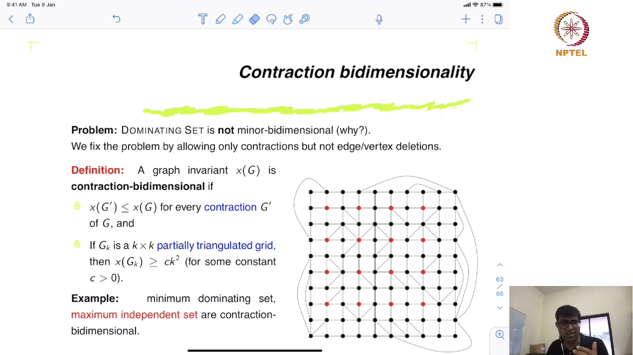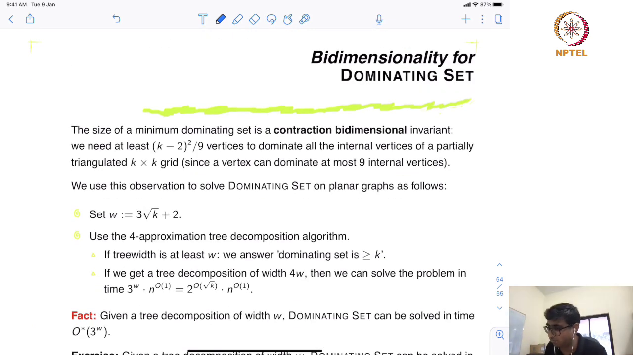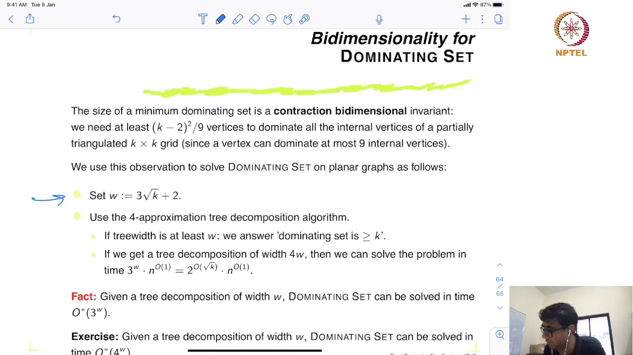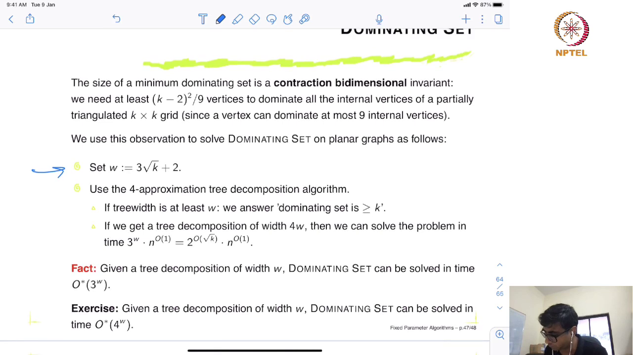Then the story can be repeated similar to what we did for minor bidimensional. So now you set up again an appropriate w, you compute a 4-approximate solution. If the tree width is large, you know this is more than k, otherwise you have a small tree width and you can get an algorithm. Dominating set can actually be solved in 3 to the power w. So you can show that dominating set is sub-exponential. Even for a contraction bidimensional problem, if it is a contraction bidimensional problem, then you can immediately get a sub-exponential algorithm.